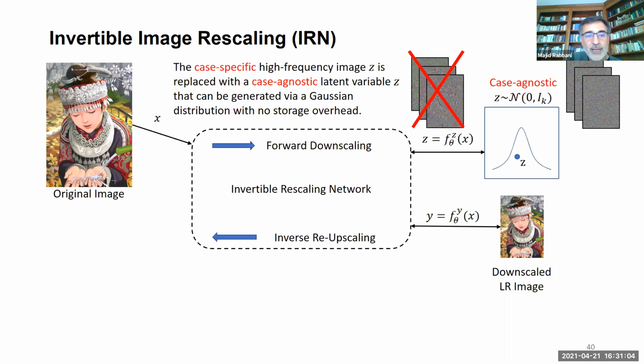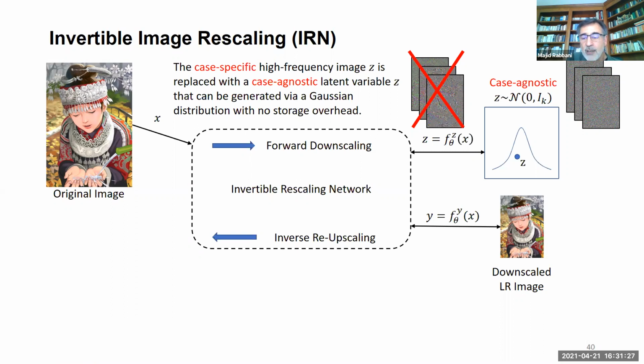And to just phrase that, the case-specific high-frequency image is replaced with a case-agnostic latent image that can be generated with a simple Gaussian distribution. No storage overhead, can happen in a jiffy. So now what am I feeding into the network? I'm feeding the downscaled low resolution image, okay? You don't see that on your phone.